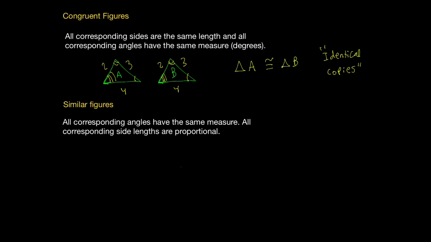Similarity is a bit different. For similar figures, all corresponding angles have the same measure and all corresponding side lengths are proportional. So here, let me show you an example. Suppose we have a triangle here, and let's say we want to make a copy of this. However, this copy is going to be a little bit different. The difference is that here, this copy is going to be scaled.